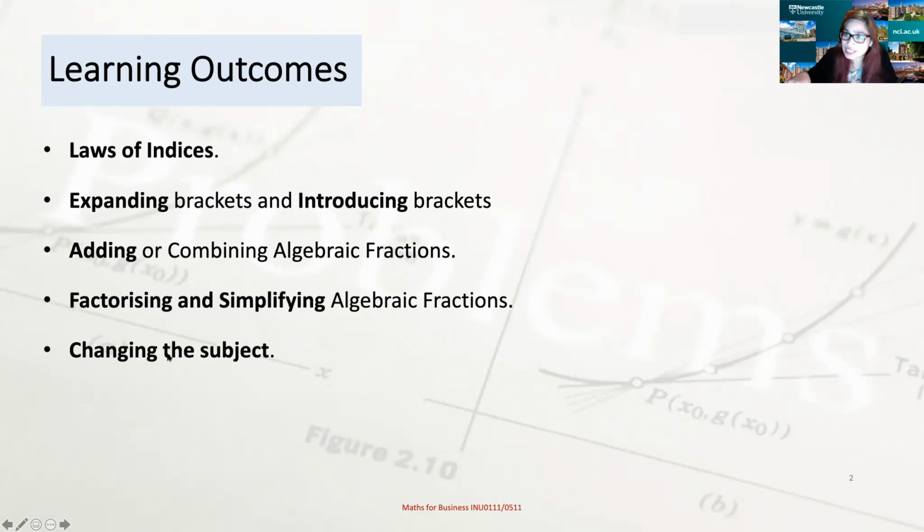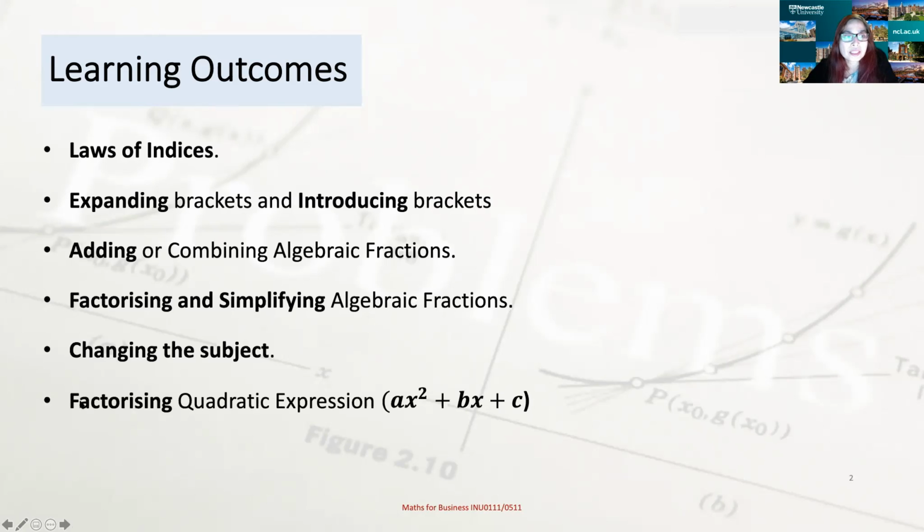If other quantities are given, how are you going to find the unknown quantity? To do that, you should be able to perform changing the subject. Then you should be able to factorize quadratic expressions. And finally, you should be able to use all the algebraic skills to solve word problems.